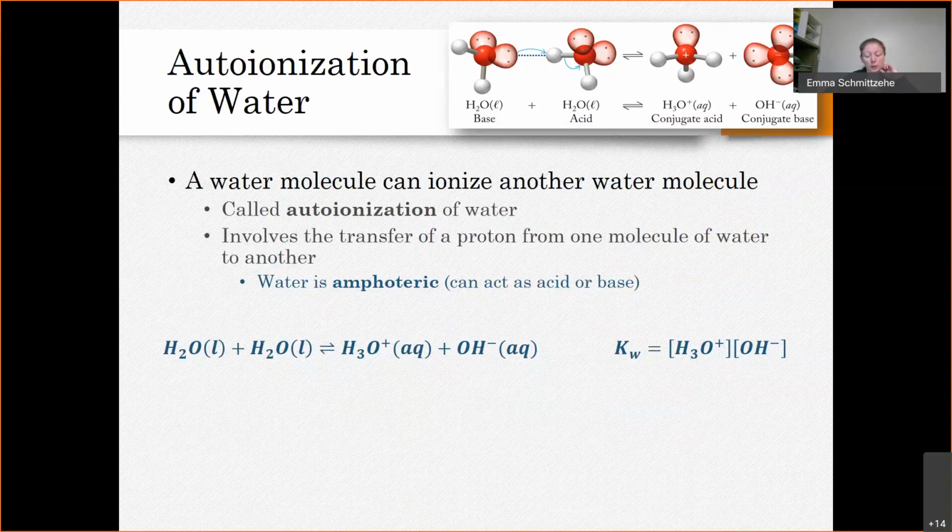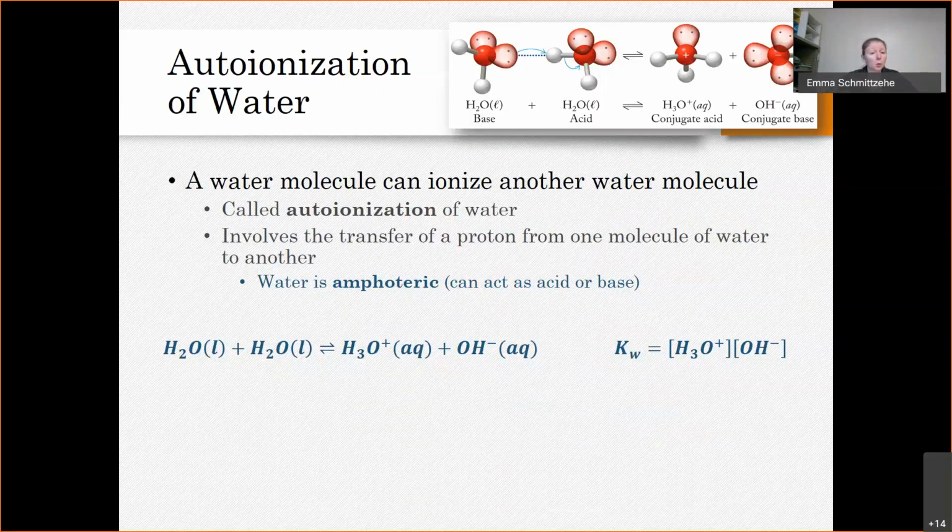And so there's one other piece of information you need to know to be able to do these quantifications. You need to understand that water, even on its own, will ionize. So we already know that water is an amphoteric substance. It can act as an acid or a base, because we've looked at reactions where water is donating a proton, giving up H plus, and reactions where water is picking up a proton.